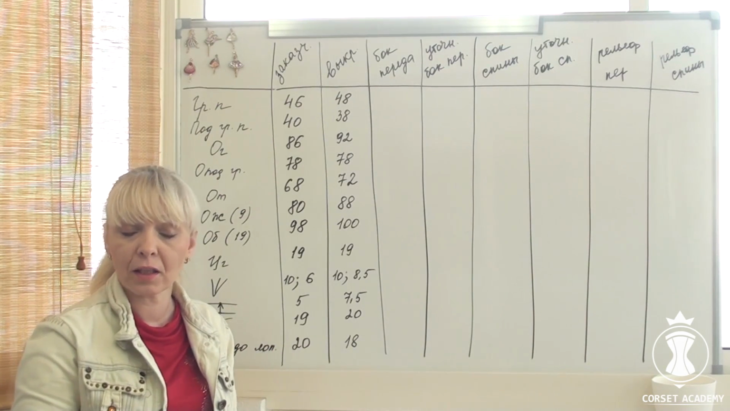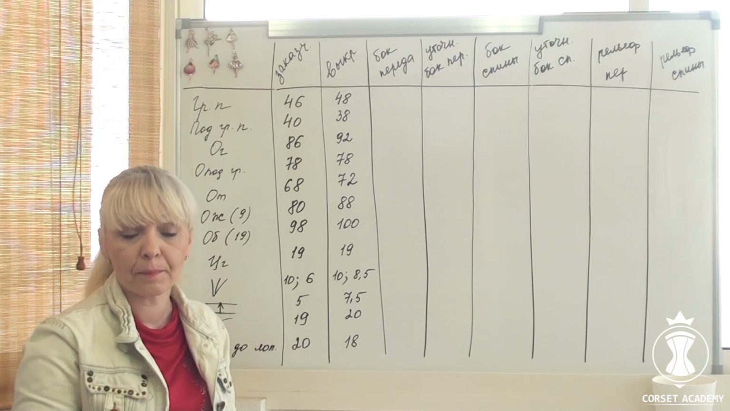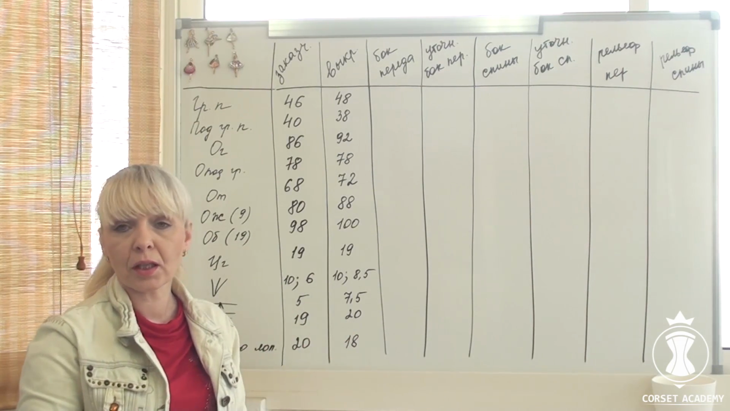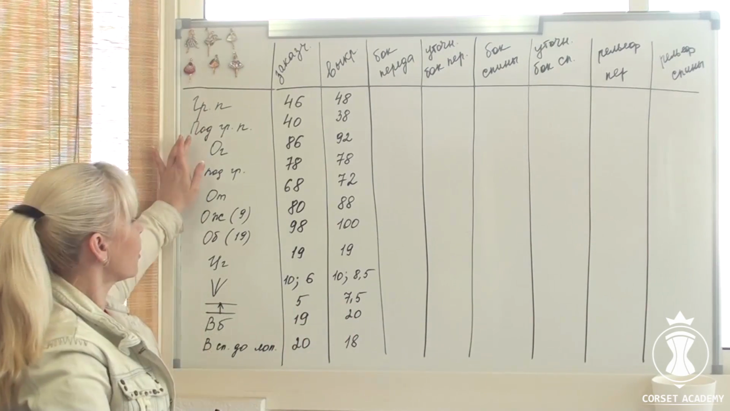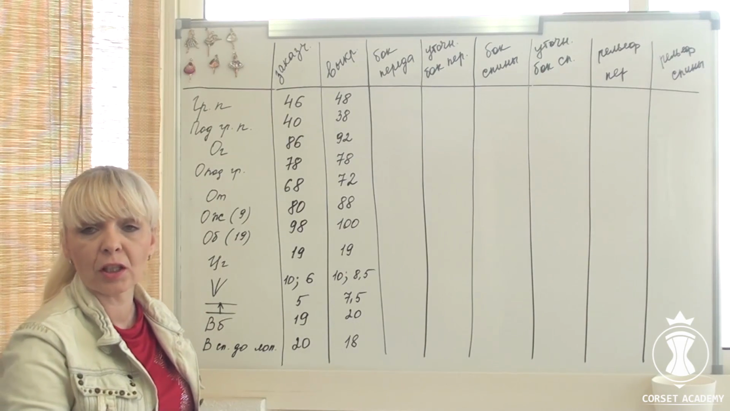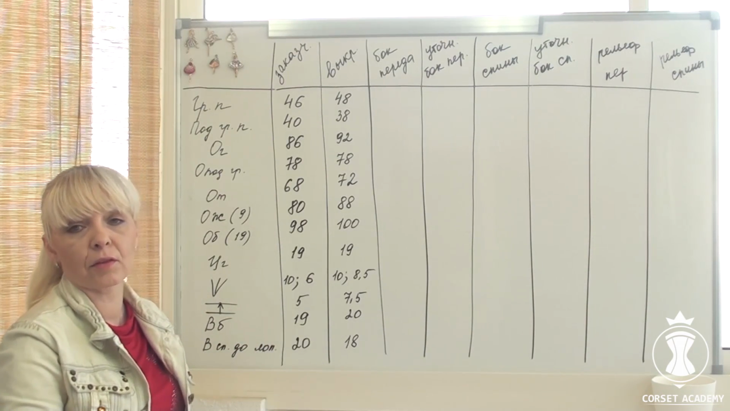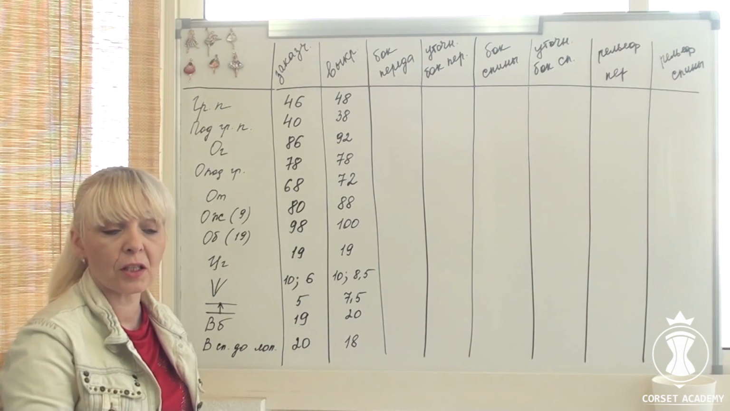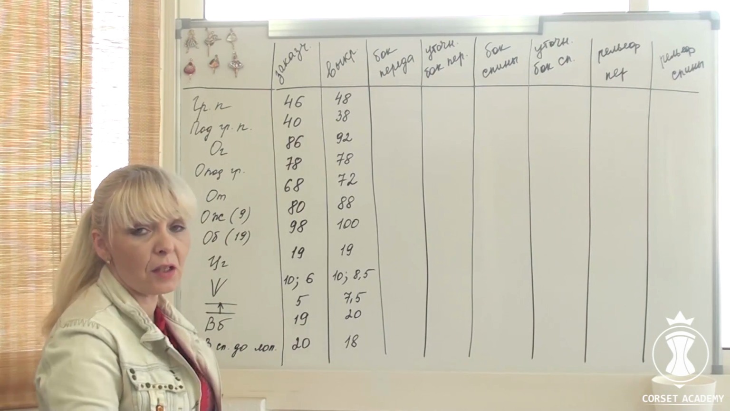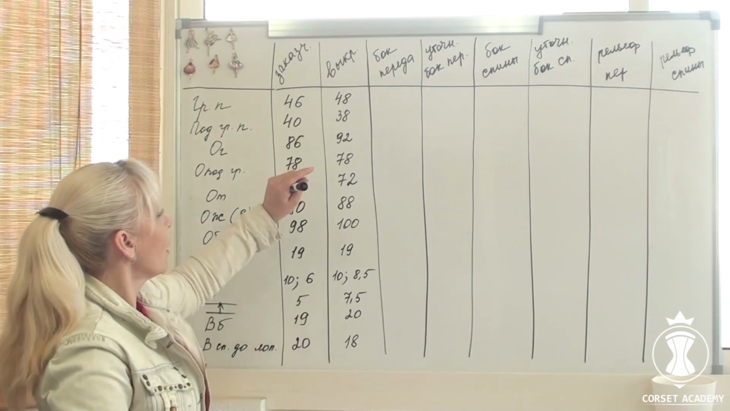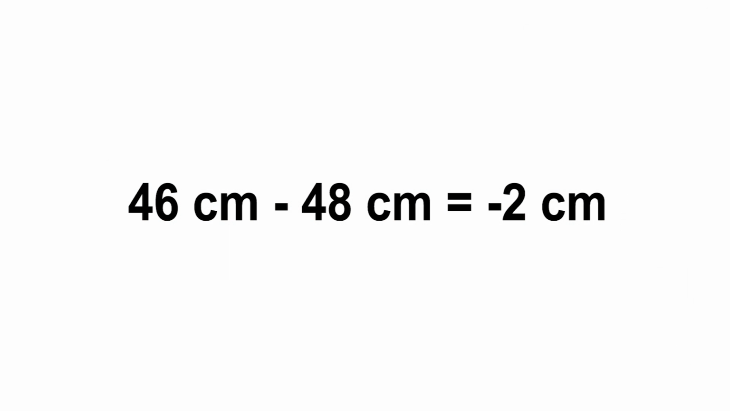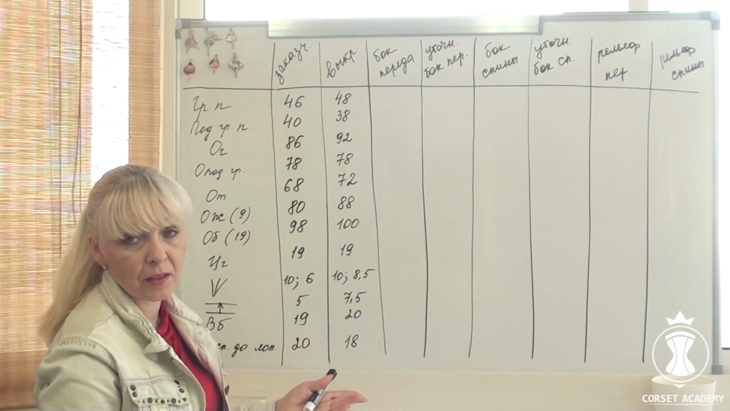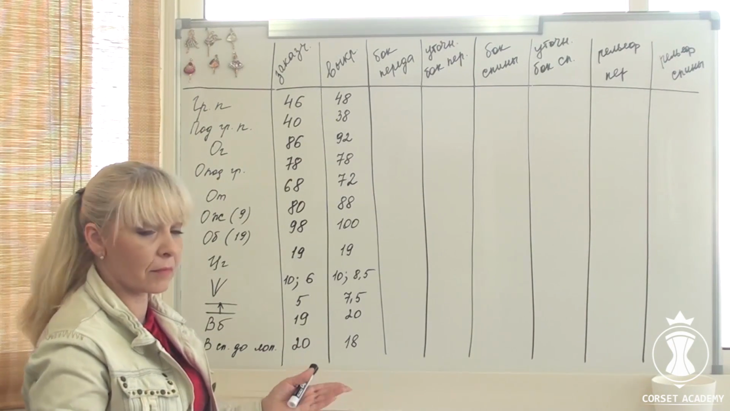Bust front and under bust front. These measurements indicate the configuration of the side seam line on the pattern, customized after client's measurements. Let us determine the configuration of the front side seam line. All calculated values are written in column 3. Bust front measurement is 46 centimeters on the client and 48 centimeters on the pattern. 46 centimeters minus 48 centimeters equals -2 centimeters. The pattern is 2 centimeters larger than needed.